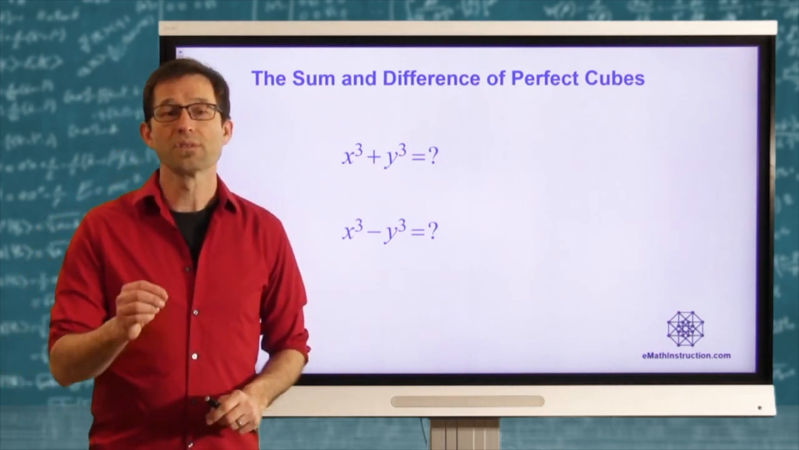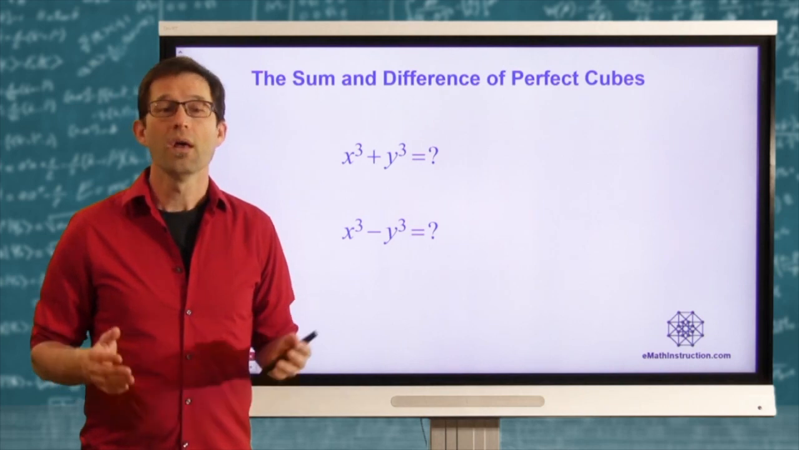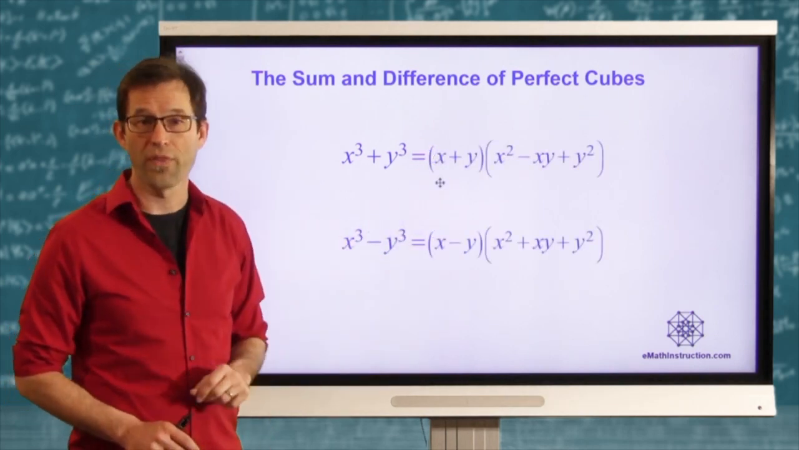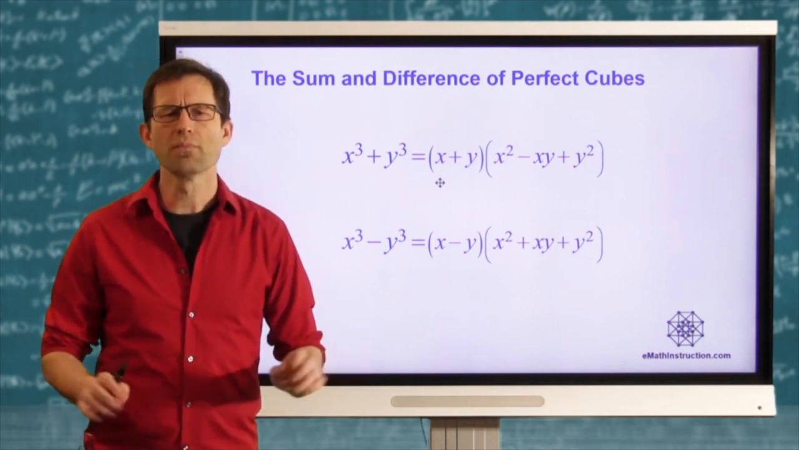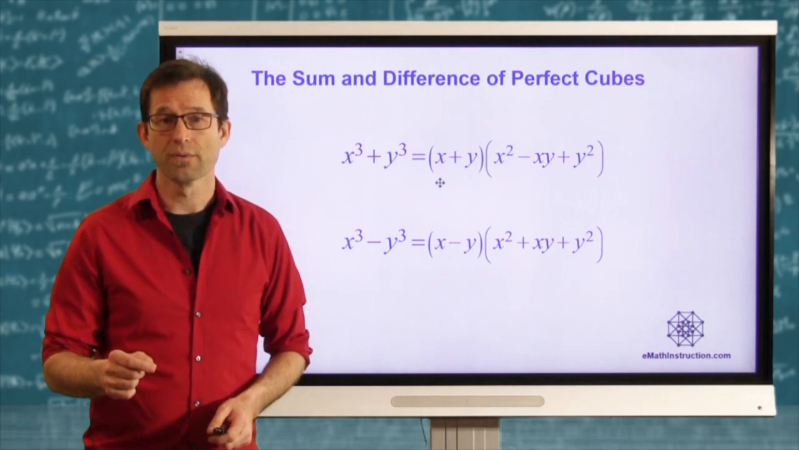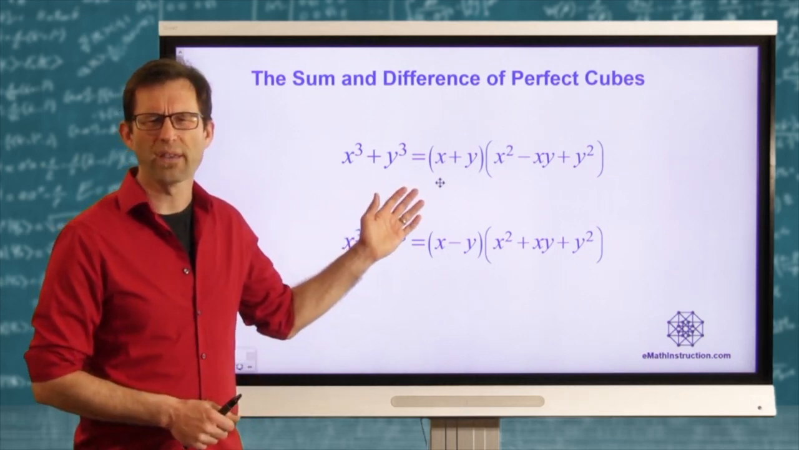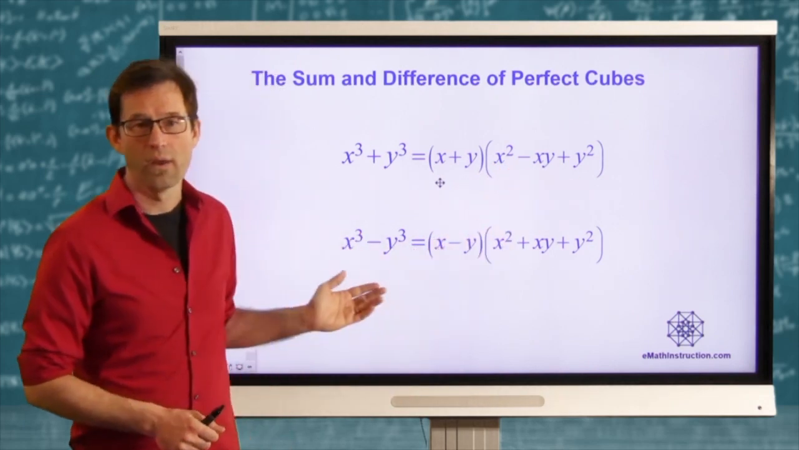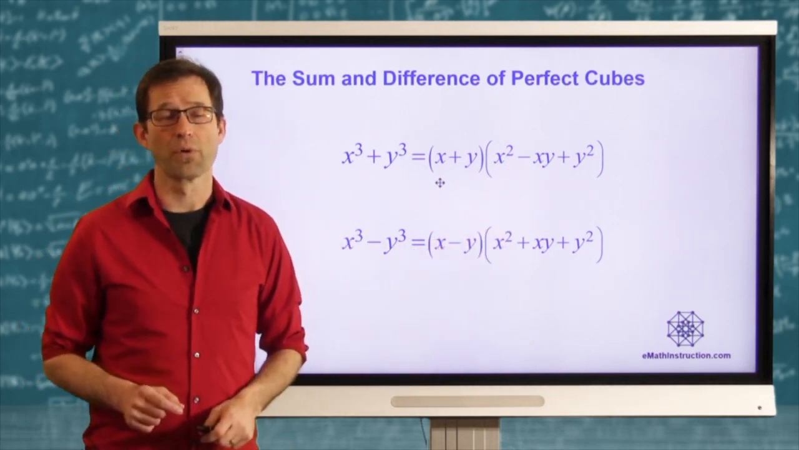Now, just like the sum and the difference of perfect squares, the sum and the difference of perfect cubes also have formulas that go with them, all right? They are much, much more complicated than the difference of perfect squares, all right? I mean, x cubed plus y cubed equals (x plus y) times (x squared minus xy plus y squared), and likewise for the difference of perfect cubes.